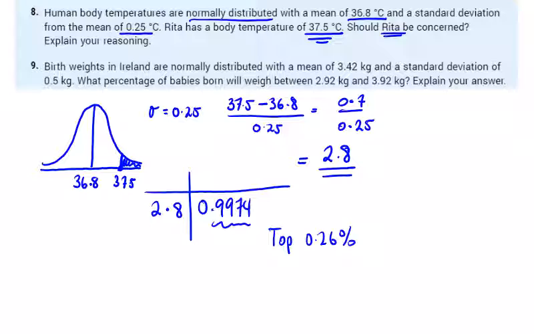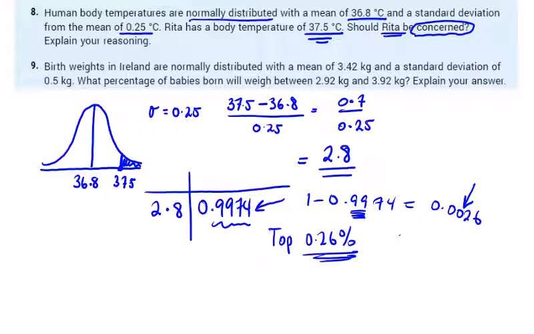0.26%. 1 minus this is going to leave us with 0.0026. Look, you can see we're less than 1% left, which is 0.26%. This would be starting with 1%. So she should definitely be concerned. Rita needs to go to a doctor. If you know a Rita, tell her to go to a doctor straight away.